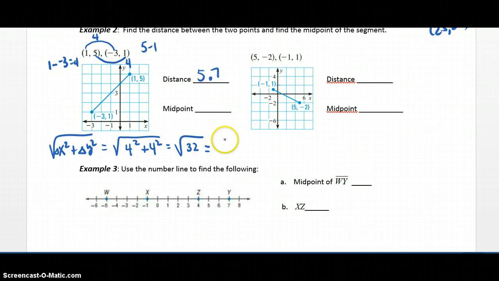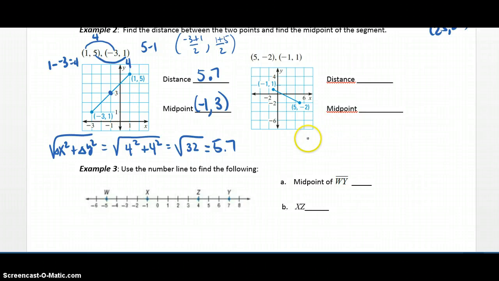And then for our midpoint, we're going to find the average again. So if I take -3 plus 1 divided by 2, that'll be the average of the x values. And then 1 plus 5 divided by 2 will be the average of the y values. -3 plus 1 is -2 divided by 2 is -1. 1 plus 5 is 6 divided by 2 is 3. Just double check on our diagram. -1, 3, that looks about halfway between.